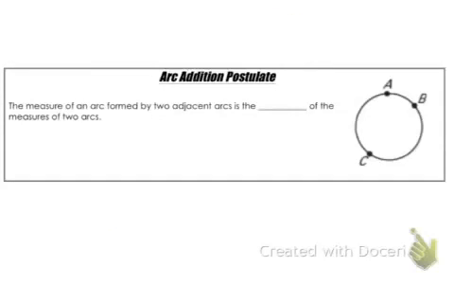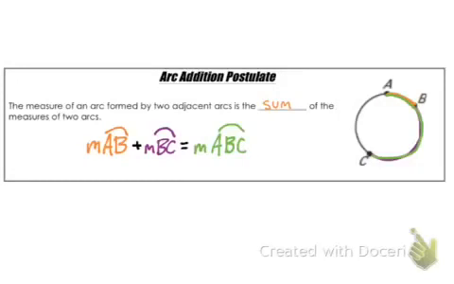Okay, in the arc addition postulate, the measure of an arc formed by two adjacent arcs is the sum of the measures of the two arcs. So in the circle to the right, we have the measure of arc AB, that's a minor arc, plus the measure of arc BC is equal to the measure of the whole arc if you combine them, which would be the measure of arc ABC.